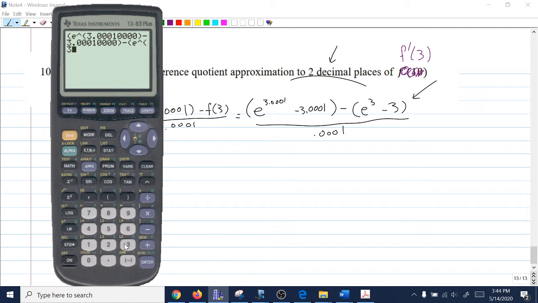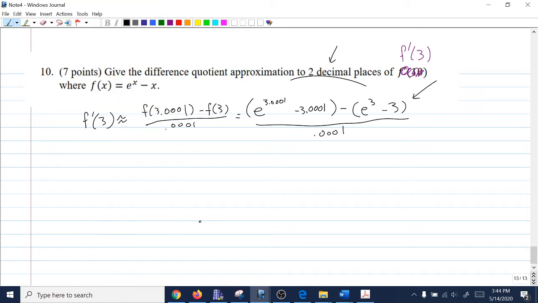Minus e to the 3 minus 3. Close that parenthesis. So that's the top of the fraction. Divide that by 0.0001. I'm getting an answer of 19.0865.